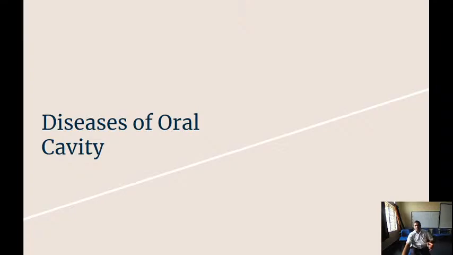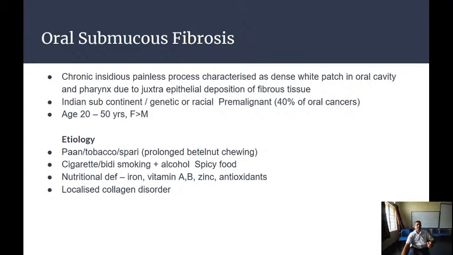With this brief anatomy, we go into the diseases of the oral cavity. There are several disorders, and we discuss some of them which are important for us. Now, the first one is oral submucous fibrosis.